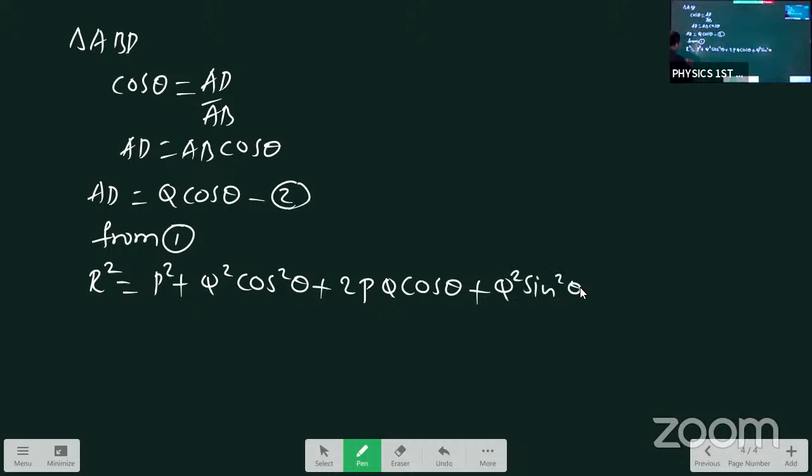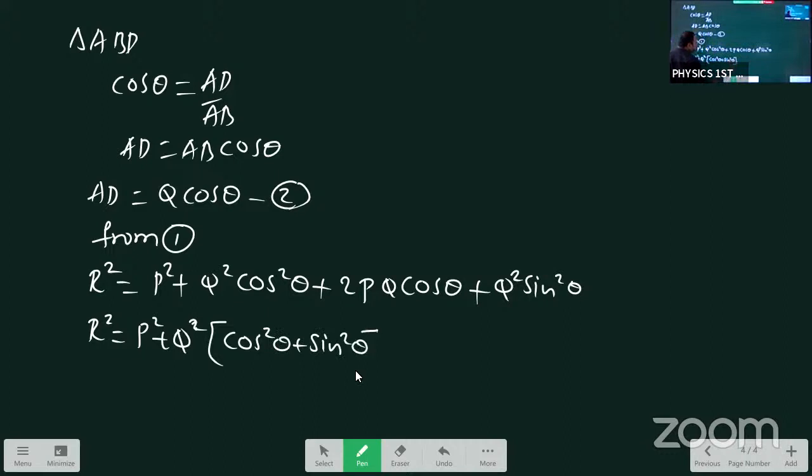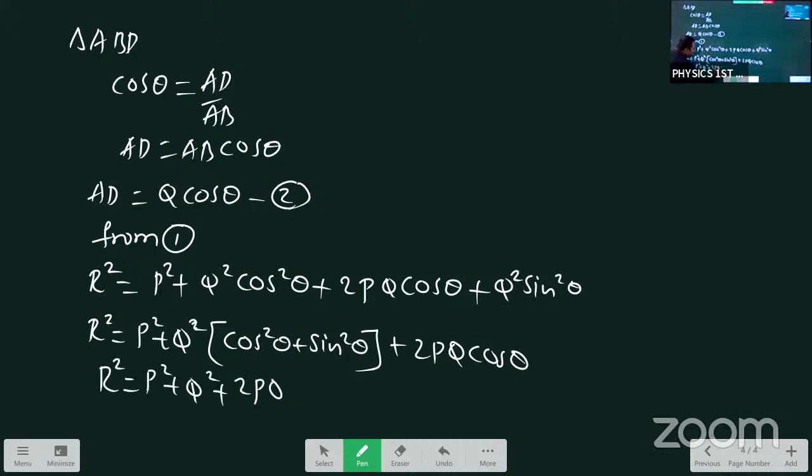Now see, P square plus Q square. Otherwise, you go with the direct step. See, Q square cos square theta and Q square sin square theta, just taking the common term, students: cos square theta plus sin square theta, plus 2PQ cos theta. Sin square theta plus cos square theta equals 1. R square equals P square plus Q square plus 2PQ cos theta. From this, what is R? Nothing but the resultant.